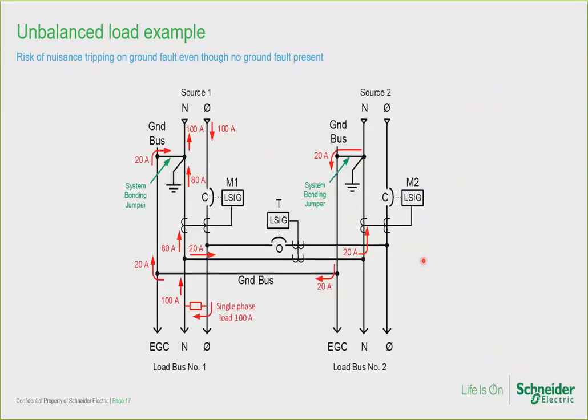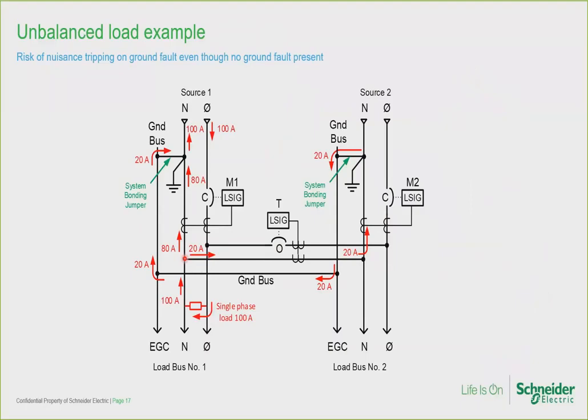Here's an example of an unbalanced load. There is no ground fault. The 2 main breakers are closed. Here, closed, closed. The tie is open. Let's assume 100 amps of single phase load current is flowing out of bus 1 from source 1. The 100 amps flows back through the neutral load conductor and reaches the neutral bus in the switchboard.